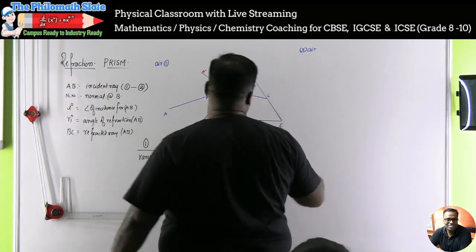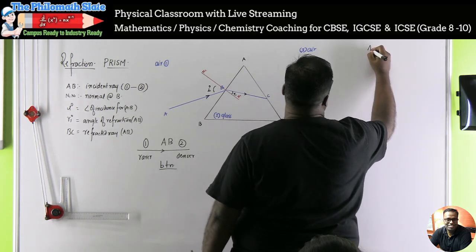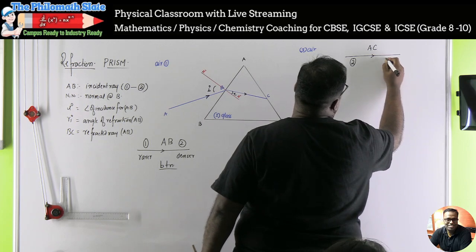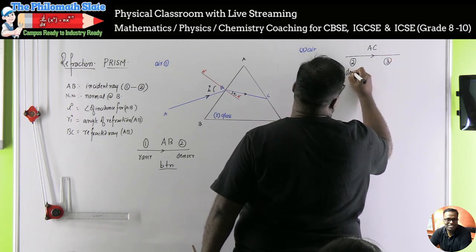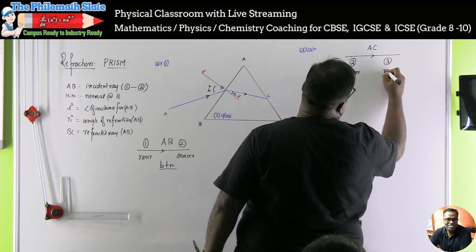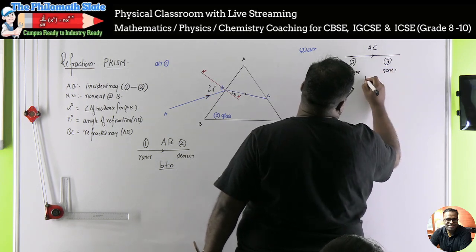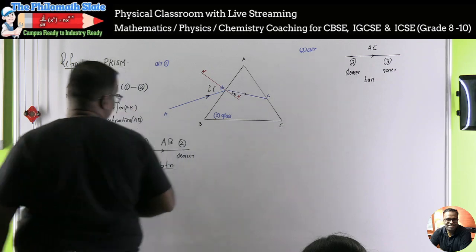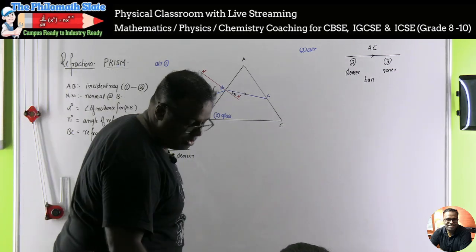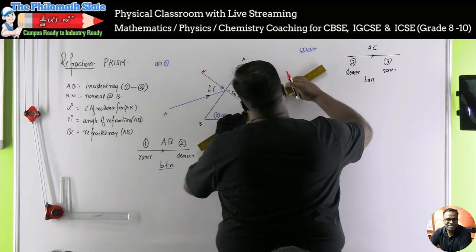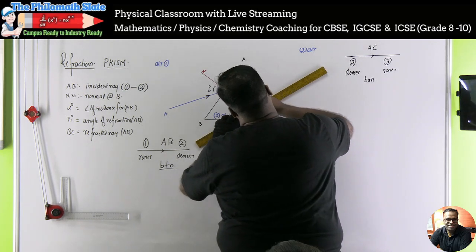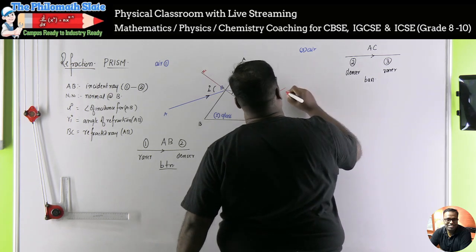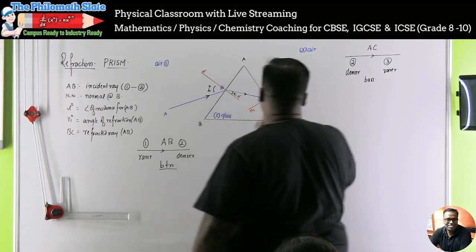Now we look for the side AC. AC is such a side that you are going from 2 back to 3. So you are going from denser to rarer. So it will bend away from normal. So first we should make the normal. Let's make the normal at this point. So this is my another normal, N2 N2.